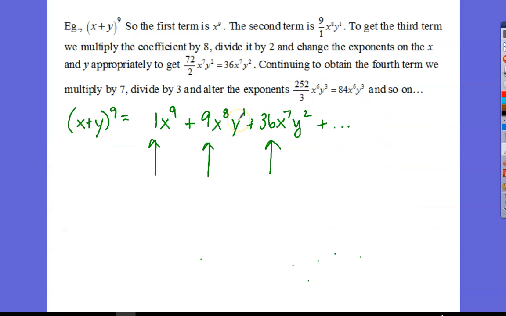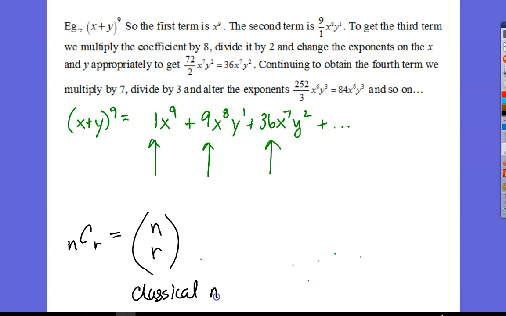For example, the way that we write that is we use this notation. You guys are comfortable with nCr. This is called classical notation, and it's like you have this 2x1 matrix, but with parentheses. This is classical notation, and it just means to do the combination.